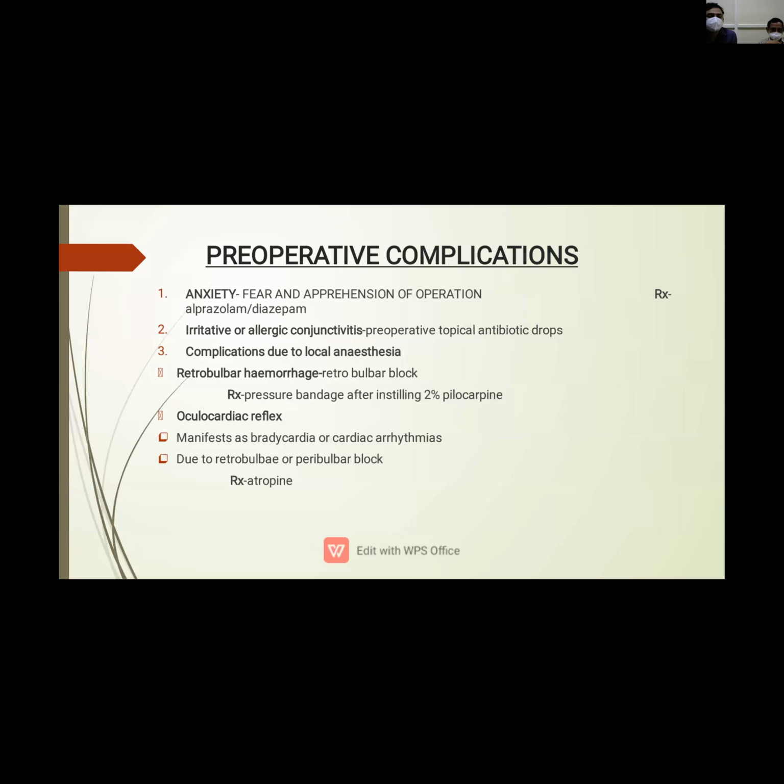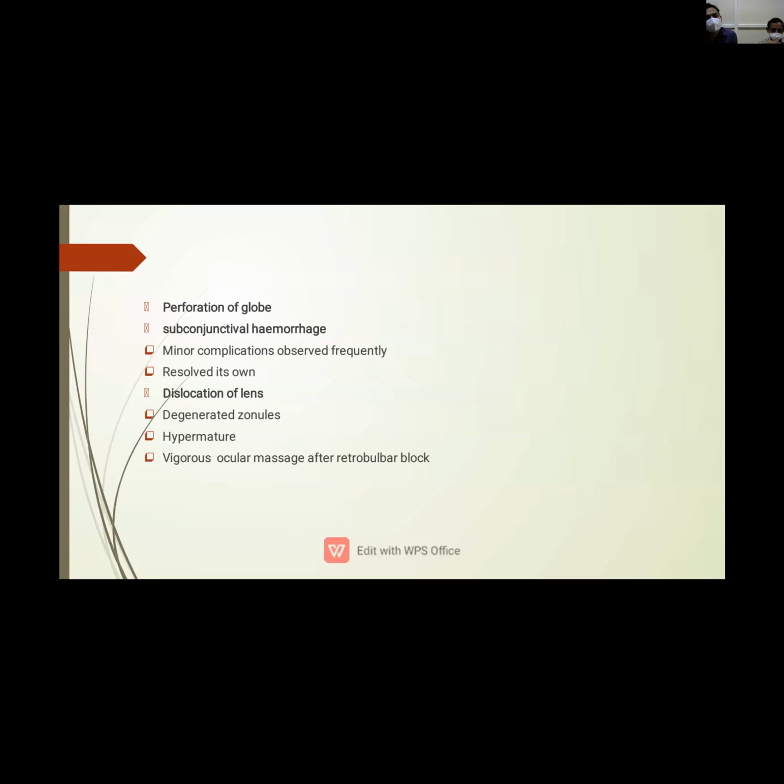Perforation of globe. Subconjunctival hemorrhage. It is a minor complication which is observed frequently. It can be resolved on its own. Dislocation of lens. It is seen mainly in patients with degenerated zonules, hypermature cataract, and vigorous ocular massage after retrobulbar block.